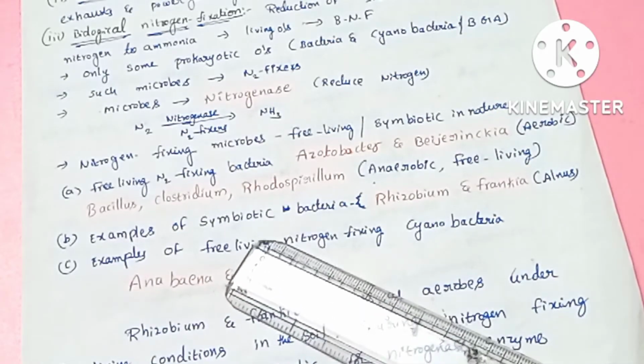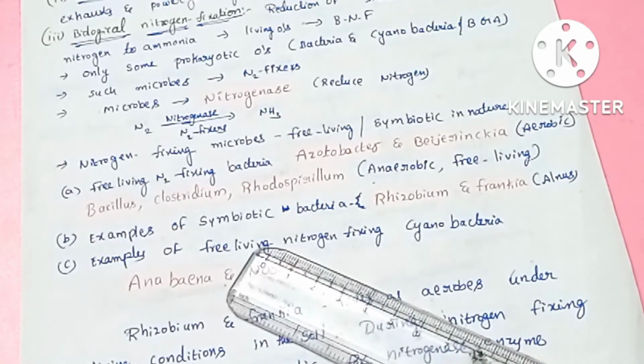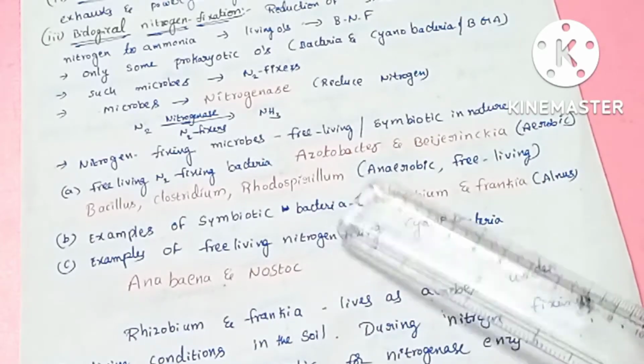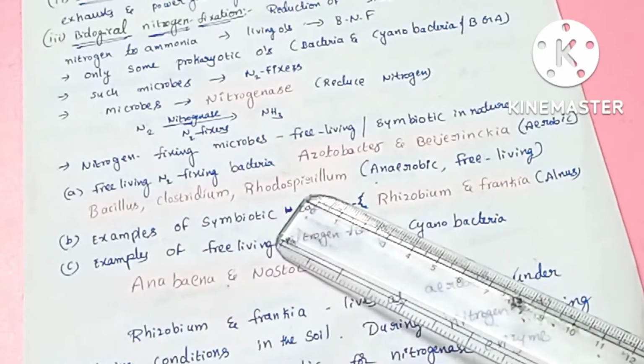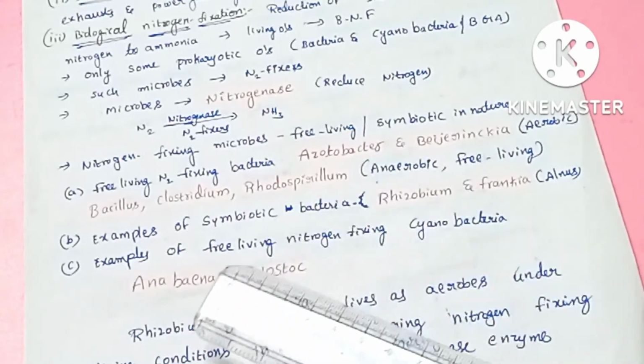Anaerobic means what? They will not use oxygen. In the absence of oxygen, they grow better, right? So those organisms are called anaerobic organisms. These three are the anaerobic free living organisms. These two are the aerobic free living organisms.